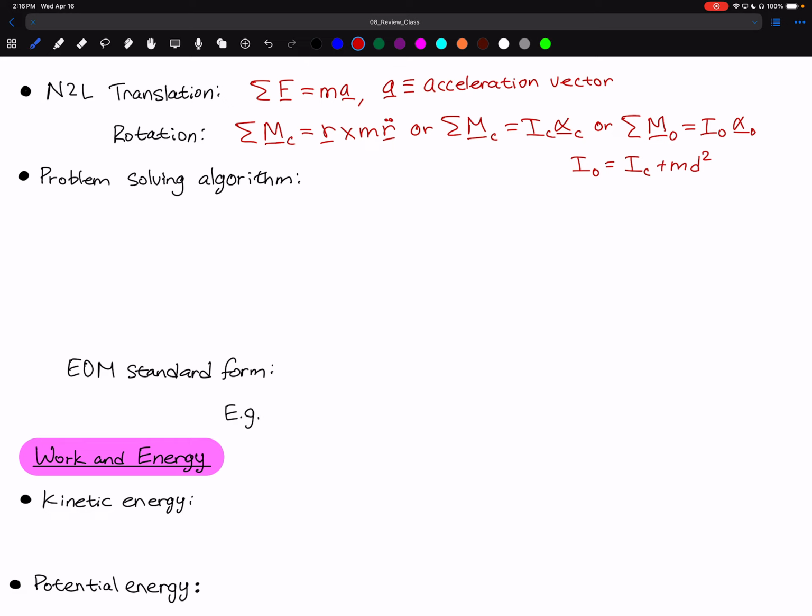We have a general problem-solving algorithm that we used. The first step was to define a coordinate system. That includes choosing an origin, fixing a coordinate system for that, then also determining a direction of rotation. We would then go and define position vectors for every body.